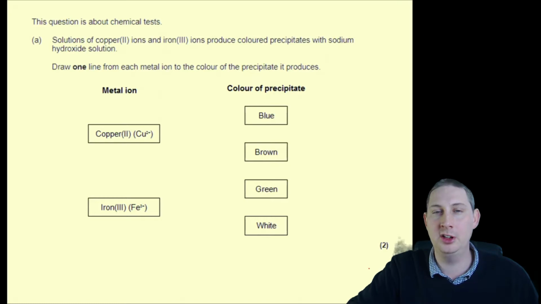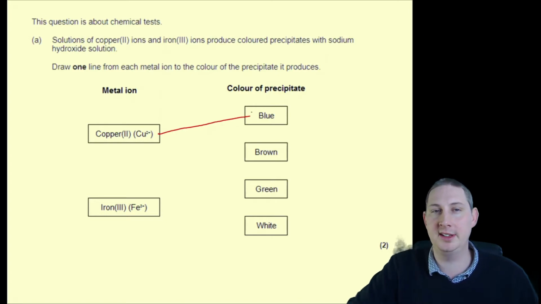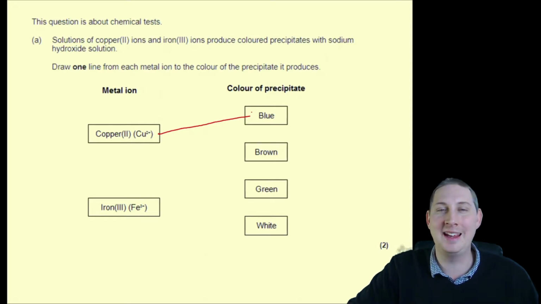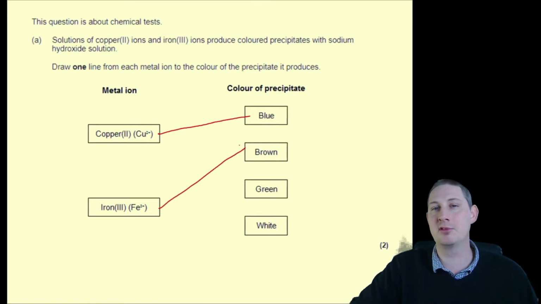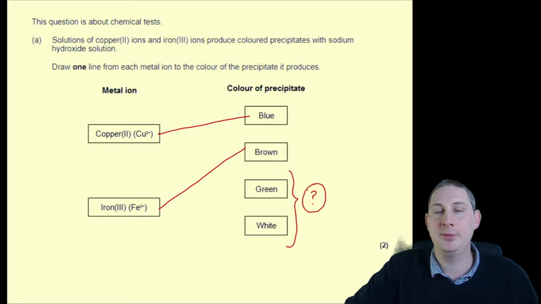So copper 2, hopefully you're ahead of me. Copper 2 produces a blue precipitate. What colour precipitate does iron 3 produce? I'm hoping again you are ahead of me, and you know that iron 3 produces a brown precipitate. What produces a green precipitate? What produces a white precipitate? If you don't remember, go back and have a look at last lesson.